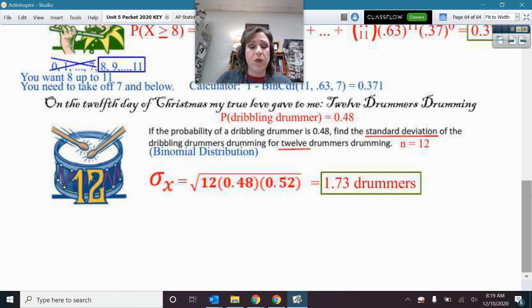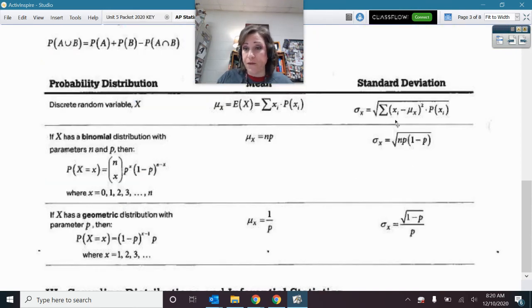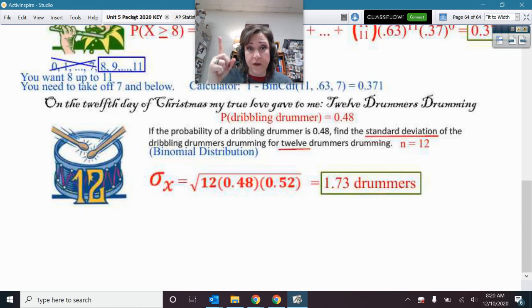And the last one, we've got dribbling drummers, and there's a 48% chance we have a dribbling drummer. So we just do our standard deviation. Now it is out of 12 drummers drumming. So our n is known. So that's a set n. So then what do we have for our standard deviation? It is a formula right here. It's binomial because of our set n. And so then we just do this standard deviation formula right here. And then you fill that in, and it's about 1.73 drummers as a standard deviation on average, as we took samples of 12 over and over and over again.